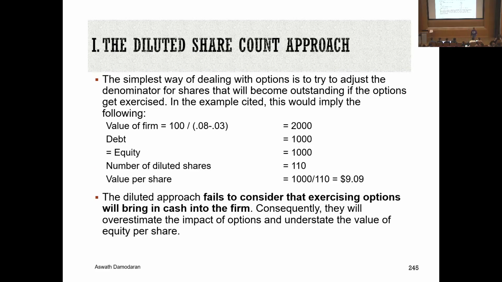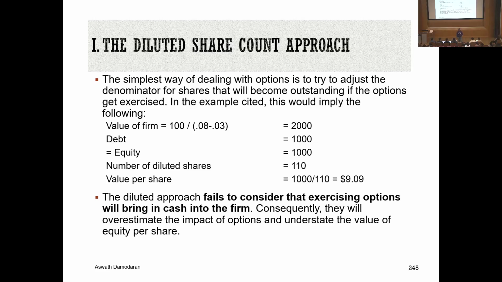So here's the first one. It's called the diluted stock approach. What do you do? You take the $1 billion you got in equity, and instead of dividing by the actual number of shares outstanding, you add the extra 10 million that will be outstanding if the options get exercised. You preemptively are counting those shares. What does that do? It increases the share count, reduces your value to $9.09.